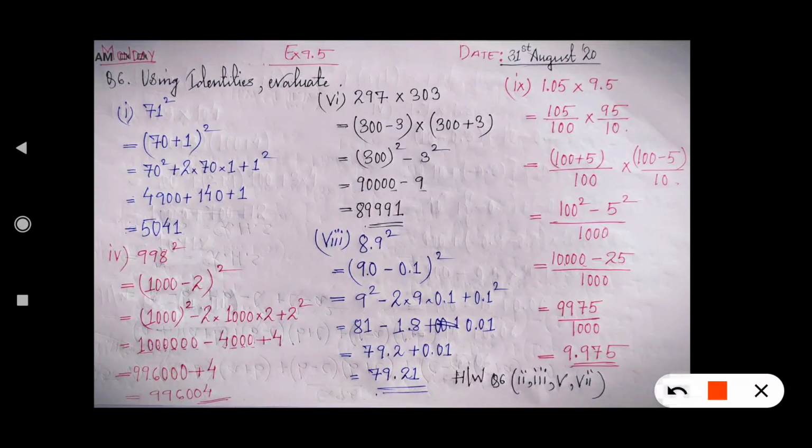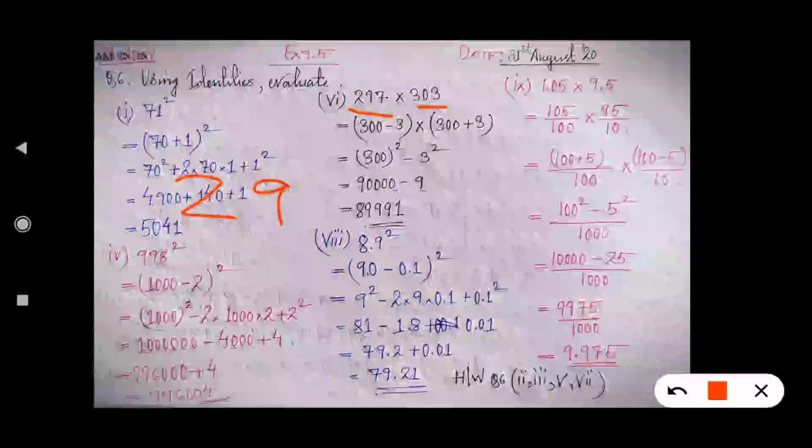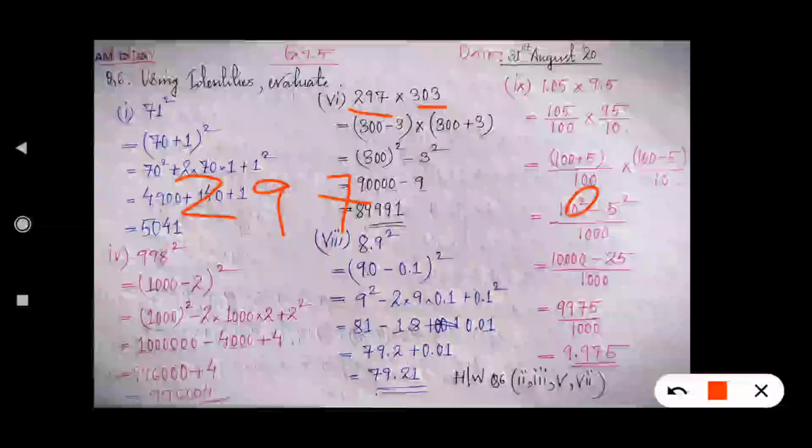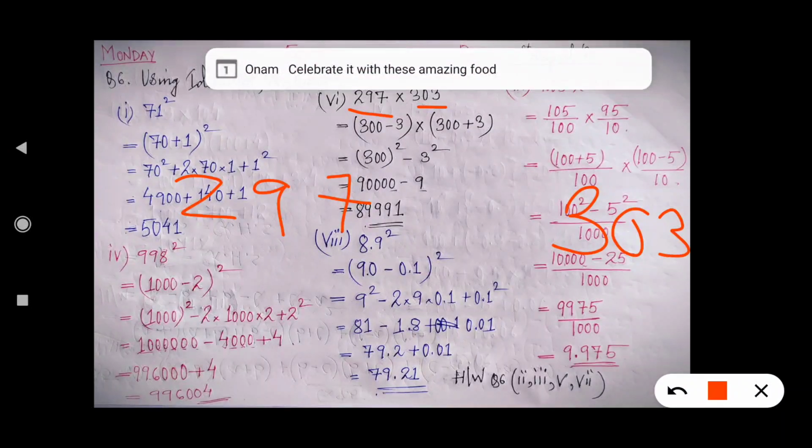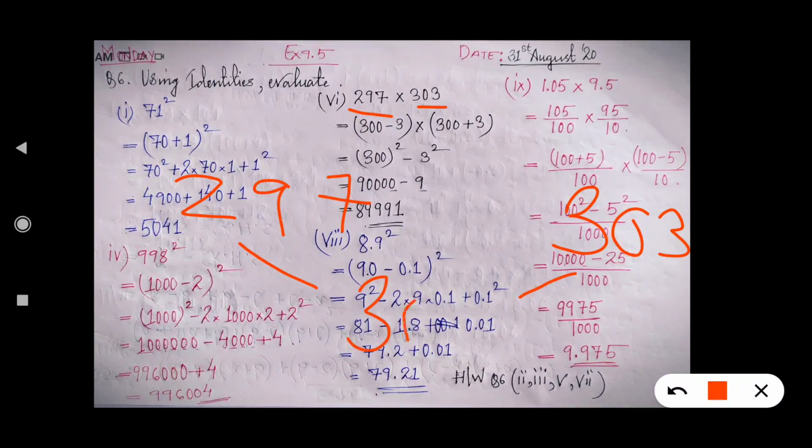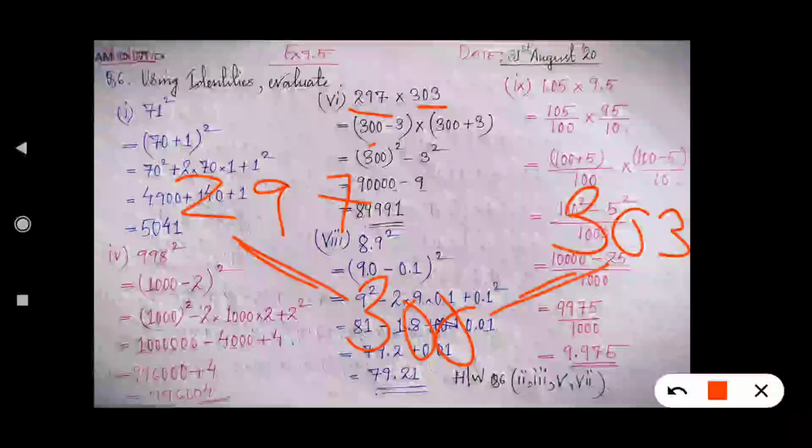How? I am telling you. Which is the mid number of the numbers 297 and 303? The number in the middle is 300. 300 lies in the middle of 297 and 303. So that's why for a we will take 300.